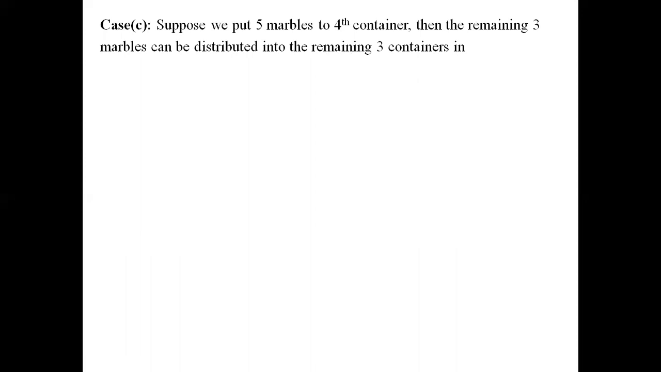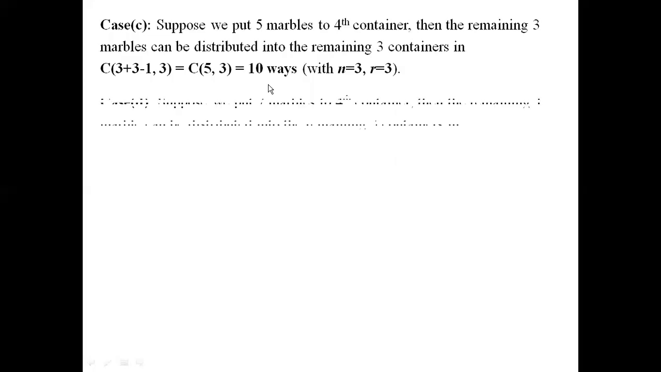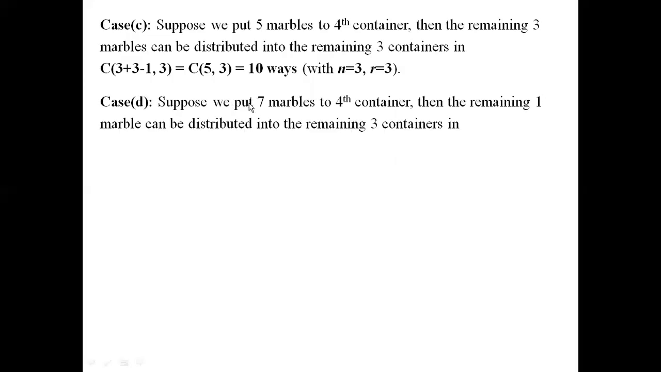3 more marbles should be distributed to the 3 containers. So here both N and R are equal to 3, and this distribution can be done in C of 3 plus 3 minus 1 comma 3 ways. That is 5C3 ways, which is 10. And the last case arises where we distribute 7 marbles to the fourth container, an odd number of marbles. The last odd number among the 8 marbles is 7.